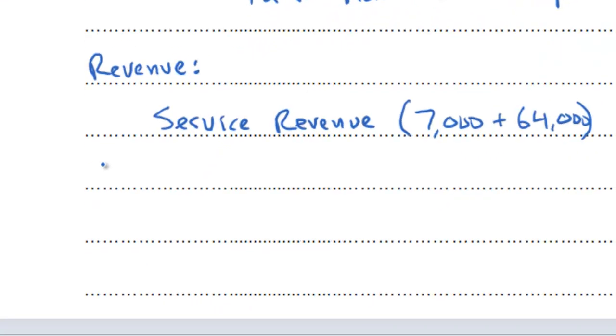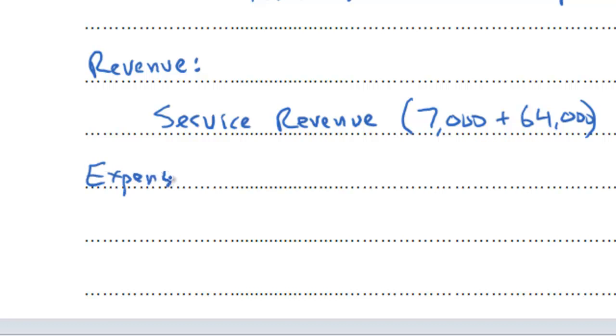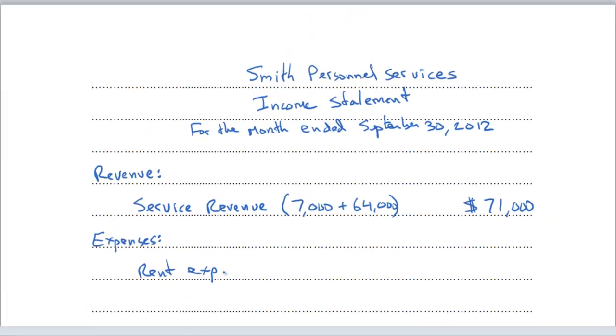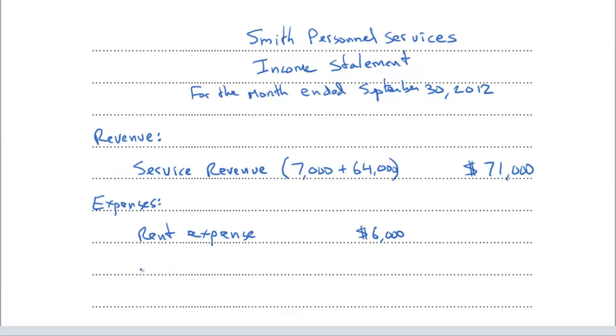Cool. Okay. But we also have some expenses, right? Where we had to spend or use up some assets, spend some cash, whatever it was, in order to generate this service revenue. And the first one we had was rent. So we had to pay for the offices out of which we conduct our work. So rent expense, and that was $6,000. And we had one more expense, and that was advertising expense. And that was $2,000.